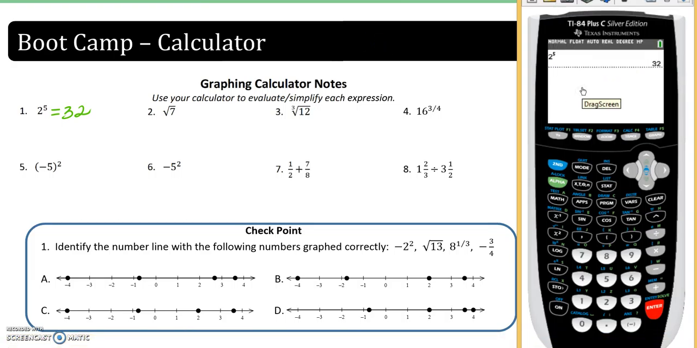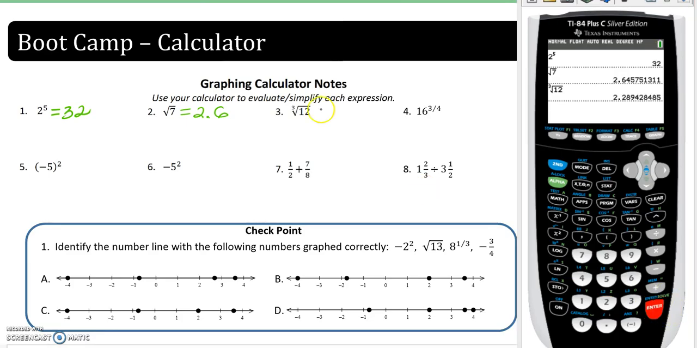Okay, so a square root, I'm going to do a second x squared. Type in my 7, and that is 2.6. Now a cube root, the cube root is in your math function right here, and you notice it's option 4. So the cube root of 12 is 2.3.